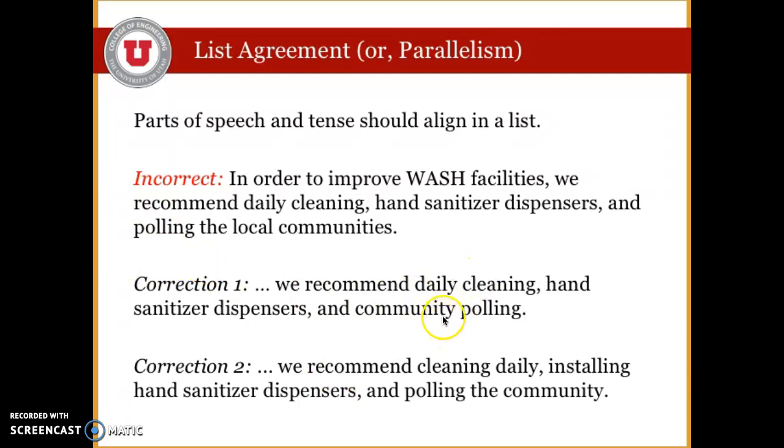So to correct that, we could say we recommend daily cleaning, hand sanitizer dispensers, and community polling, which turns that into a compound noun. Or we could say we recommend cleaning daily, installing hand sanitizer dispensers, and polling the community, turning each of those items into a compound verb.